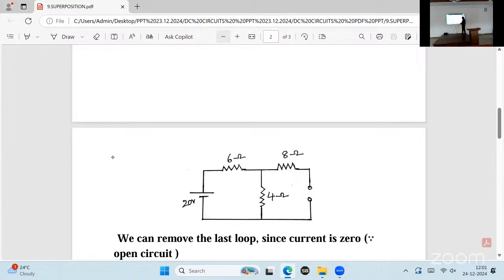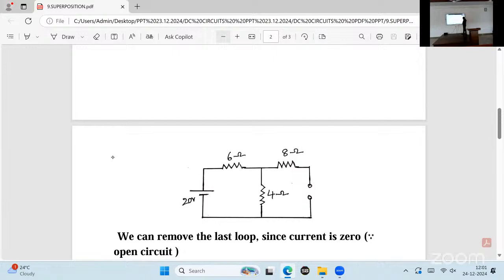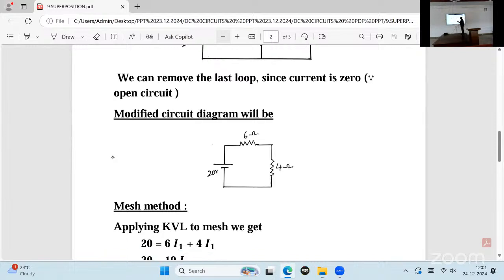Right. Can I remove this last loop? We can remove this one. Why? Because current does not pass in this one. So we can remove the last loop since the current is 0. Then we'll get only a single loop. This is the modified circuit diagram. I have removed the second one because it is an open circuit, there is no current, so we can remove the loop.